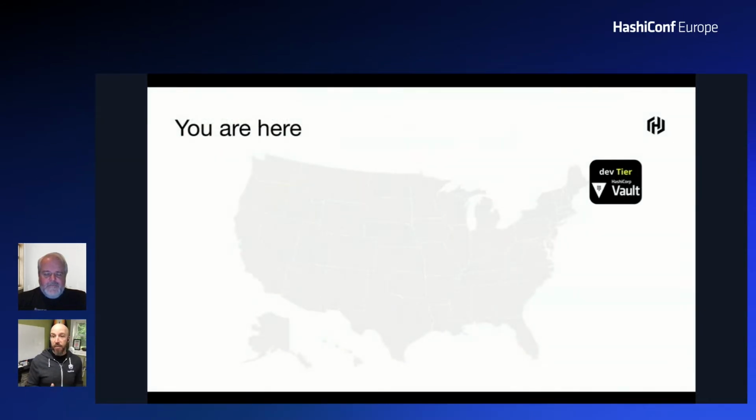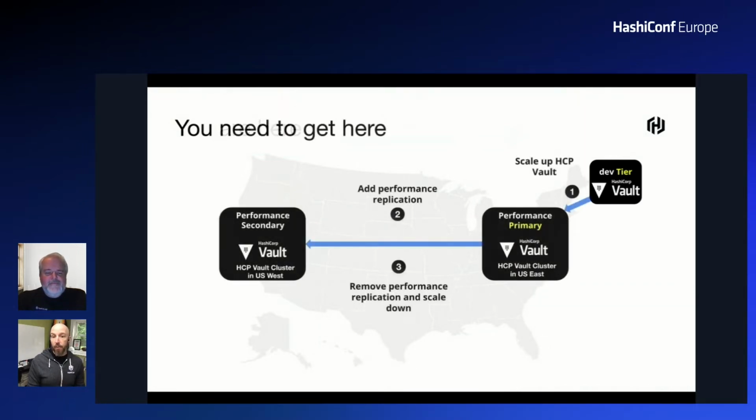So right now you're here, you've got a dev tier HCP Vault environment, and you've got the configuration that has been pushed up from Terraform. But this is where you want to get to. You want to have a larger Vault cluster for production. You want to add that performance secondary for your applications in other regions, and then you want to scale back down.